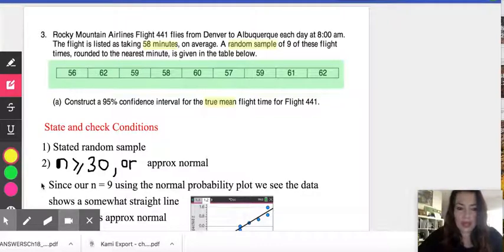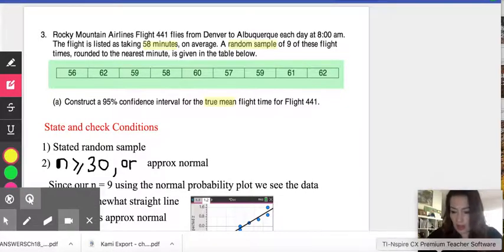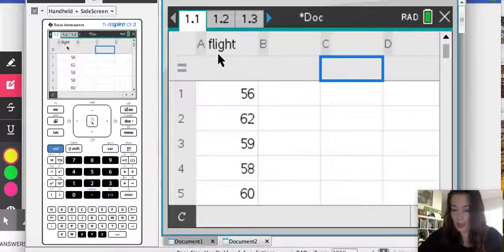Now be careful. The 58 minutes that's given in the problem is not a sample mean. This is the claim of what the company makes, that on average this flight takes 58 minutes. So we're going to enter this sample into our calculator. I already have it entered. It's important to name your list. I named it flight.